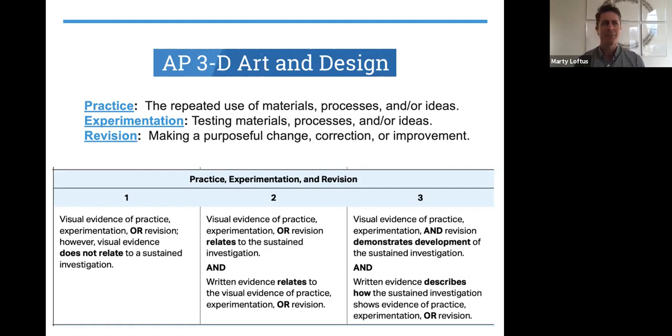You're not going to have everything be a success in your AP portfolio. You're going to have failures. And I think, especially this year, those failures are such an important part of this process, because that drives our decision making and those changes and revisions that we create. So again, at the top of the scoring rubric, we're looking at visual evidence of practice, experimentation, and revision, demonstrating development of the sustained investigation, as well as written evidence that describes how the sustained investigation shows evidence of practice, experimentation, or revision.